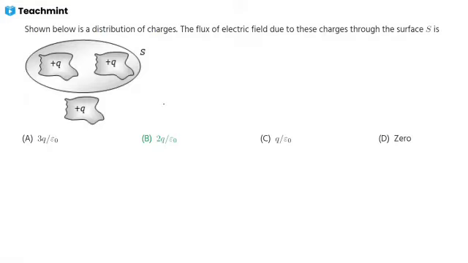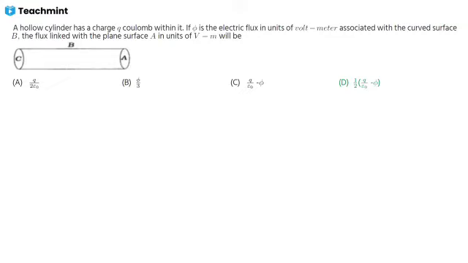Shown below is a distribution of charges. Now, the flux of electric field due to these charges through the surface S is? See the surface, children. How many charges are enclosed inside? According to Gauss law, we should consider the electric flux, and that electric flux is only because of the charges that are enclosed inside. It is nothing but q by epsilon naught. So how much charge is enclosed? 2q, divided by epsilon naught. Very simple conceptual question. See the next one.